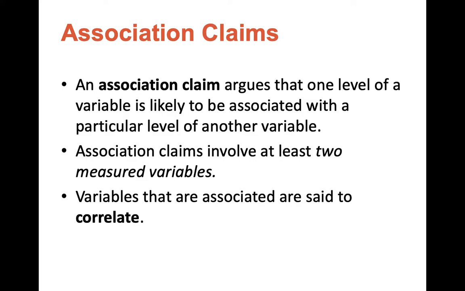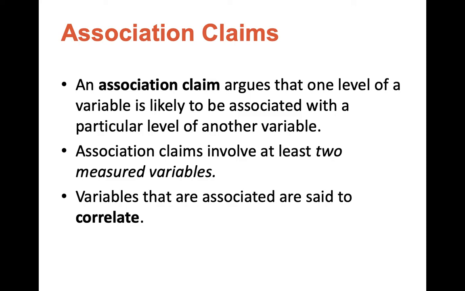Association claims, on the other hand, are where we're making a claim that one level of a variable is likely to be associated with a particular level of another variable. Okay, that's the argument. So to have an association claim, you need to have at least 2 measured variables. Variables that are associated are said to correlate.